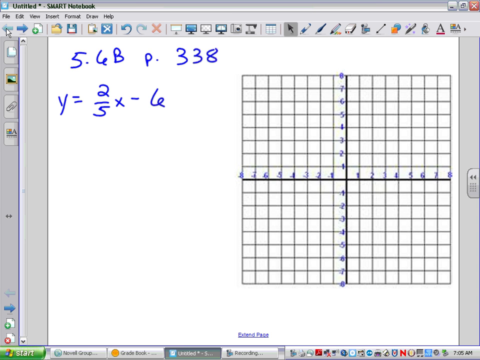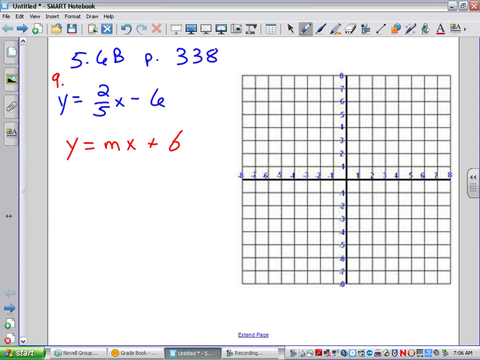Number 9's directions say, write each equation in slope-intercept form, then graph the line described by the equation. So we have 2 things to do. The first thing is write it in slope-intercept form. Now you should know by now that slope-intercept form is y equals mx plus b, where the m is the slope and the b is the y-intercept. Well, here on number 9, I already have it in slope-intercept form, so I don't need to do that first step.